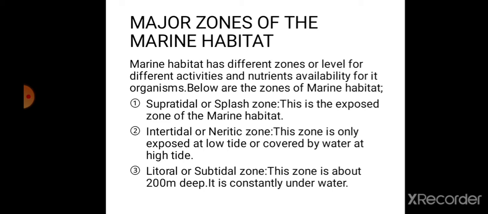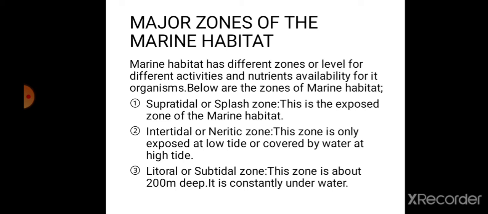One, we have what we call the supratidal or splash zone. This is the exposed zone of the marine habitat. It has occasional moisture since it is the area where water splashes when the waves break at the seashore. It is only covered with water when the water splashes. In the twinkle of an eye, the water will go back, so it makes the surface wet. Such a zone is called the supratidal or splash zone.